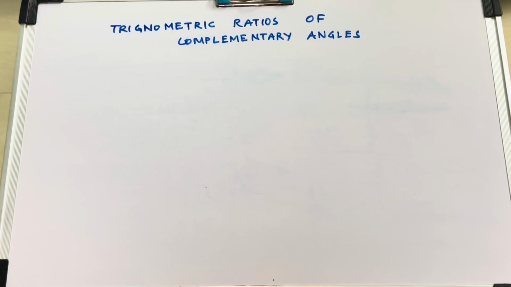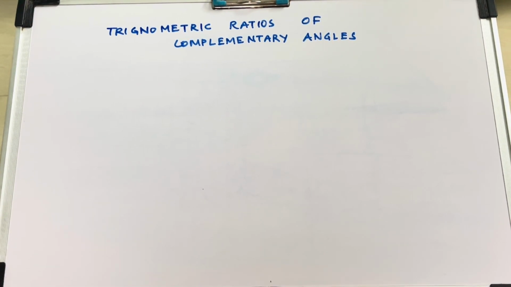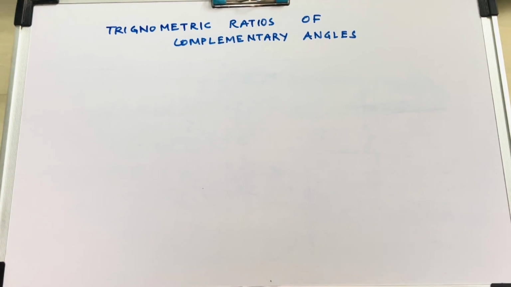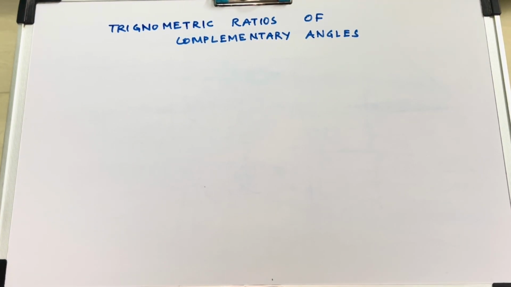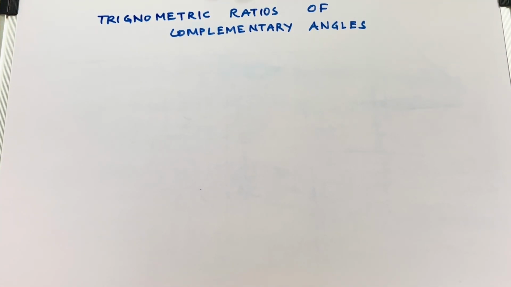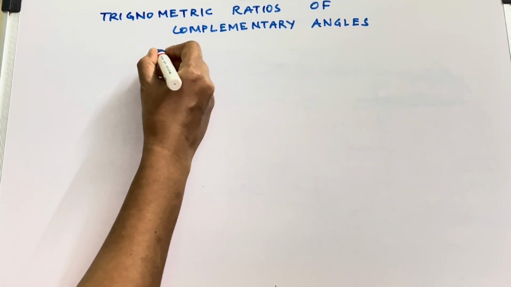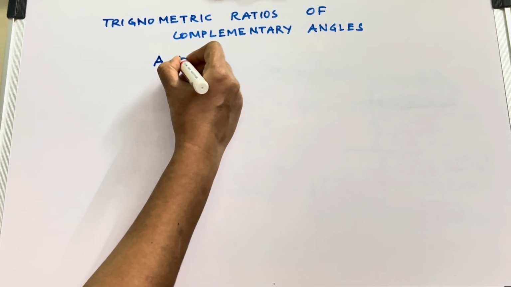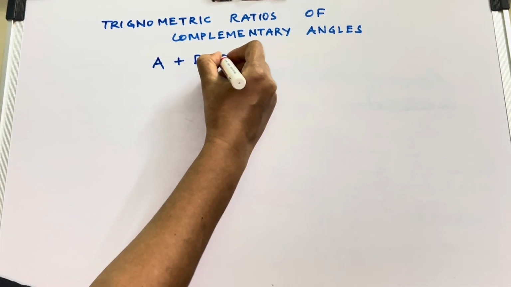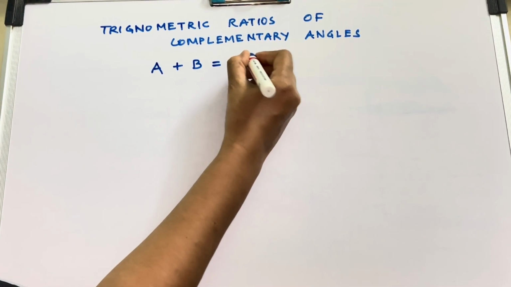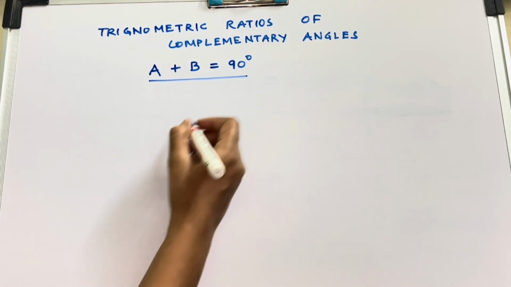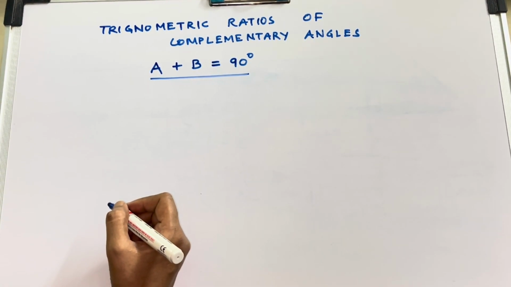Today's topic is trigonometric ratios of complementary angles. Let us quickly revise what are complementary angles. Complementary angles are a pair of angles whose sum is 90 degrees. If we have two angles, for example angle A and angle B, their sum should be 90 degrees. Such angles are known as complementary angles.